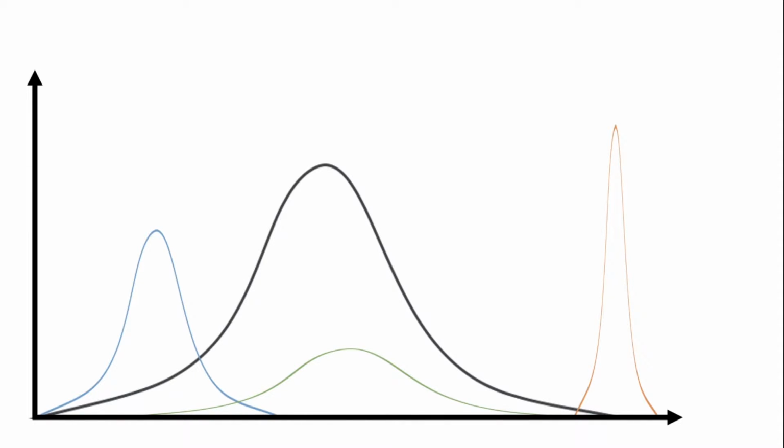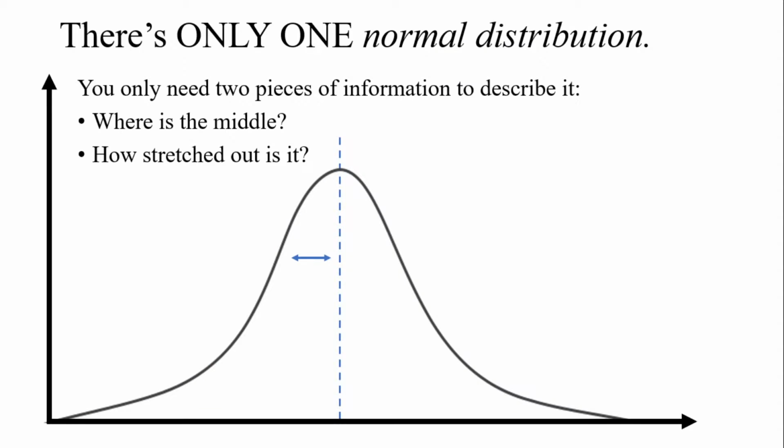Okay. So here I've created a few normal distributions, and you'll notice that there's something similar about all these distributions. In fact, that's why we call it the normal distribution. It's because they all have something in common. And the secret that normal distributions have is that there's only one normal distribution. And in order to describe that one normal distribution, you need two pieces of information.